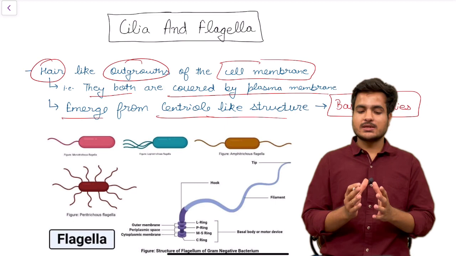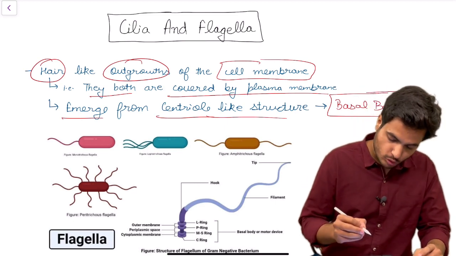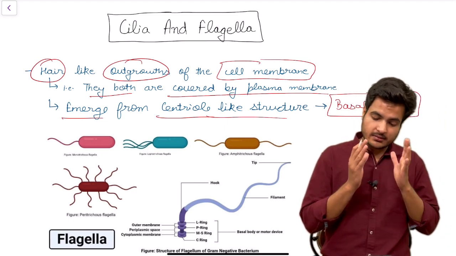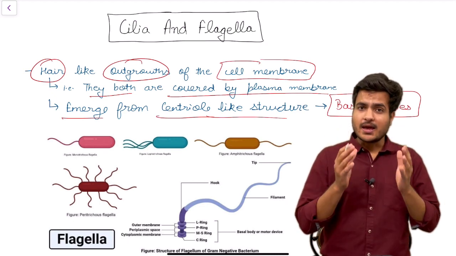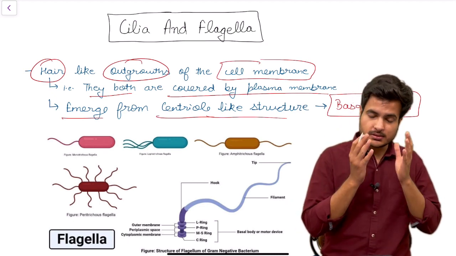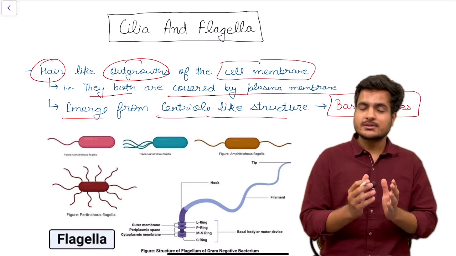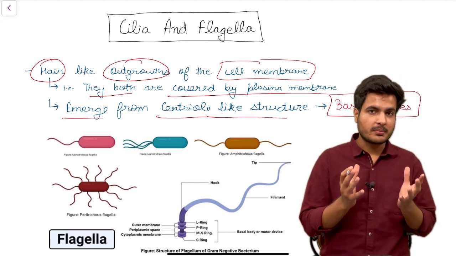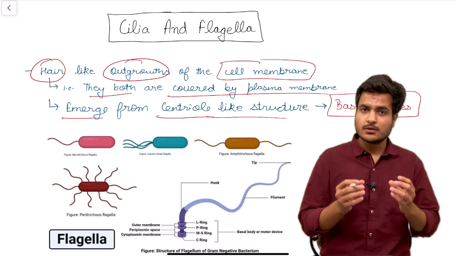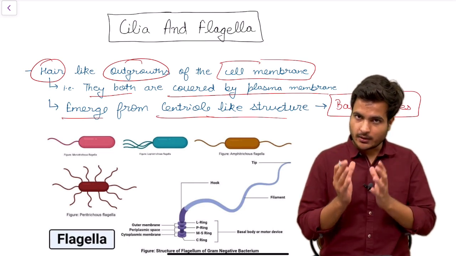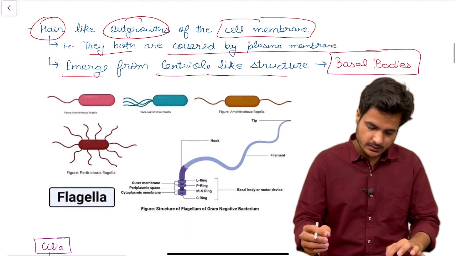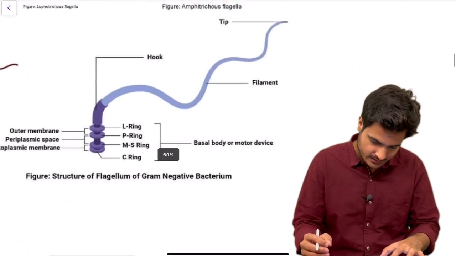So cilia and flagella are an outgrowth from the cell membrane, and both are covered by plasma membrane, and they arise from a structure which resembles a centriole. Centriole is a non-membrane bound organelle which is useful in cell division, and that centriole-like organelle is called the basal body.